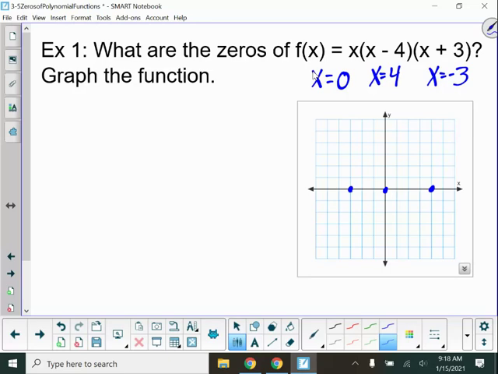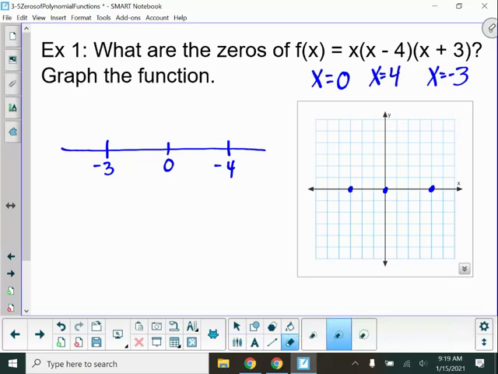Now, if I need to sketch the graph from that information, it's helpful to know whether these zeros are places where my function is going from positive to negative, from negative to positive, or if it's going to stay positive or stay negative. That'll help me figure out what the turns are. And so what I'm going to do with that is look at a number line here. So there's my 0, there's my negative 3, and my positive 4. I want to pick values that are within each of these regions and see if I'm going to get a positive or a negative value when I plug into the original function.